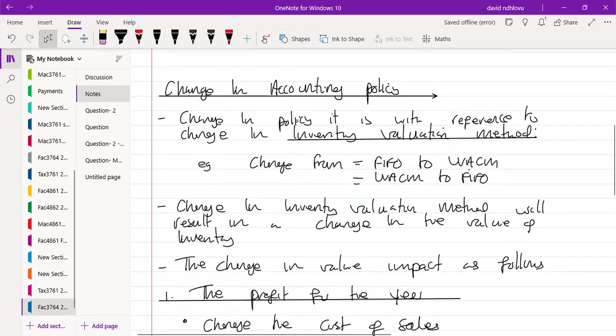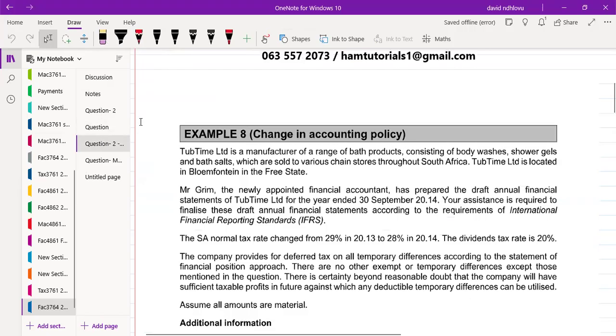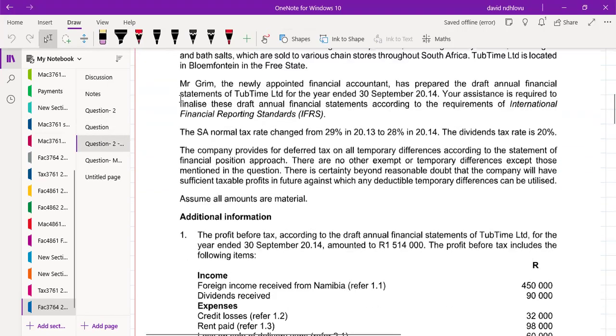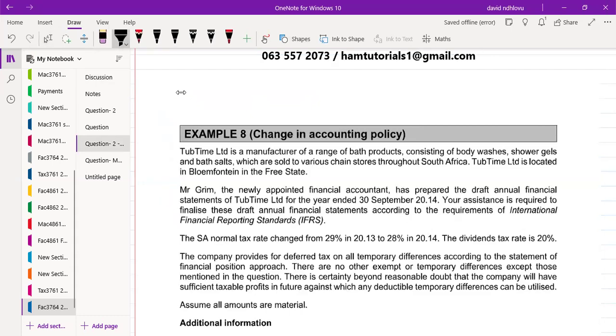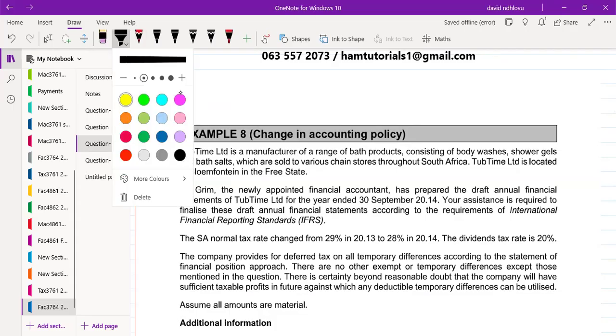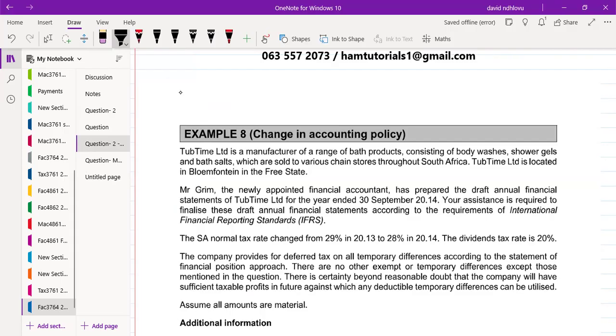Are we there? Yes, David. So we're talking about the change in accounting policy. So let's go through a question. We may not finish it, but just attempt one or two things. This is a question from the tutorial letter from the old study guide. You can see that on the example, it says change in accounting policy.